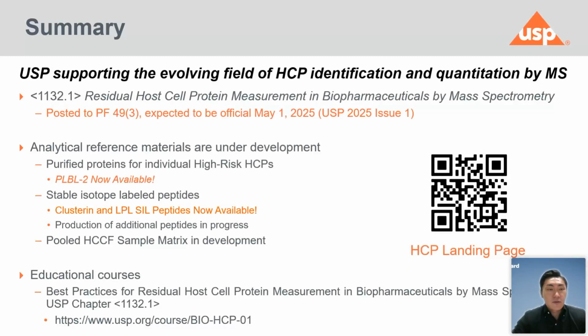As you've seen, we have the PLBL2, which is now available. And now we also have the clusterin and LPL cell labeled peptides that are available. We're also developing an additional six target whole cell proteins with 3 peptides each, which is work in progress. And then we also have the pooled HCC sample matrix that will be made available soon this year. We also have educational courses on best practices for residual whole cell protein measurement in biopharmaceuticals.